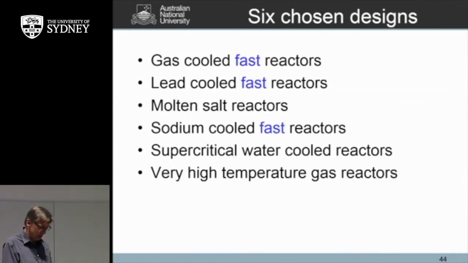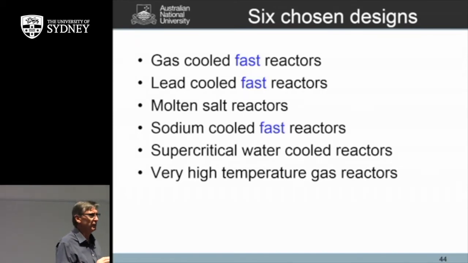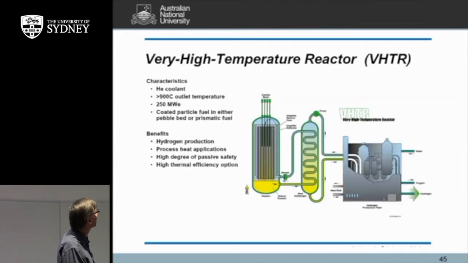So the 6 chosen designs, 3 of the 6 are fast reactors, and some of the others can be either fast or thermal reactors. And I'm just going to step through these and show you, to give you a little bit of a flavour of the different kind of reactor types. You can find a lot of information about Generation 4 reactors online easily, so I'm not going to attempt to explain any of these in great detail.